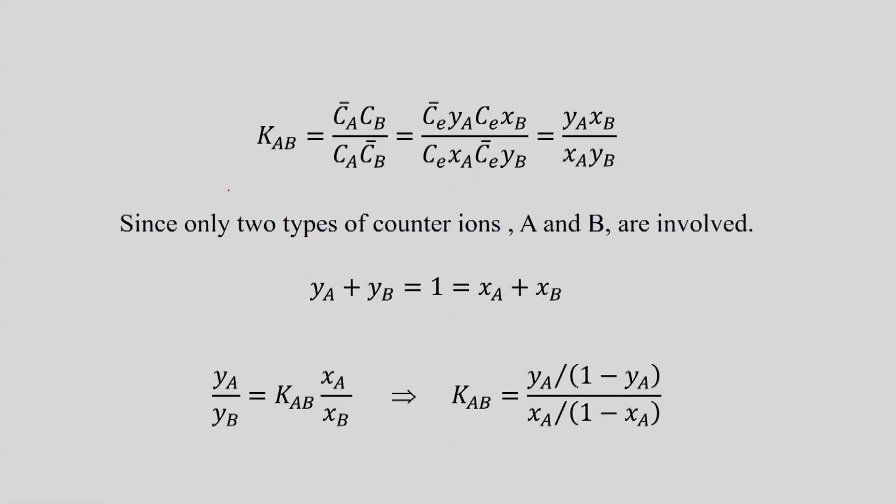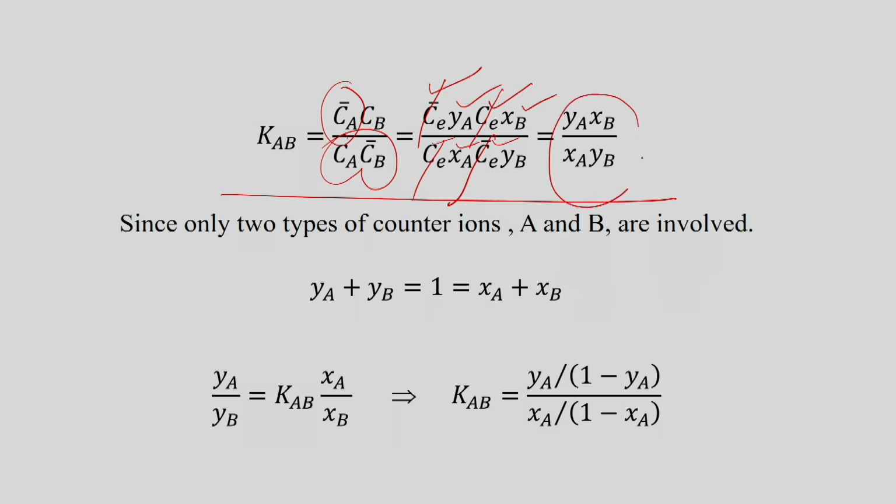Then we have the equilibrium constant K A B for this ion exchange process: C A bar into C B by C A into C B bar. If we expand C A bar and C B bar, we get C bar into Y A into C E into X B by C into X A into C bar into Y B. So, C bar is nullified, and C E and C E are nullified. Ultimately we have Y A into X B by X A into Y B.